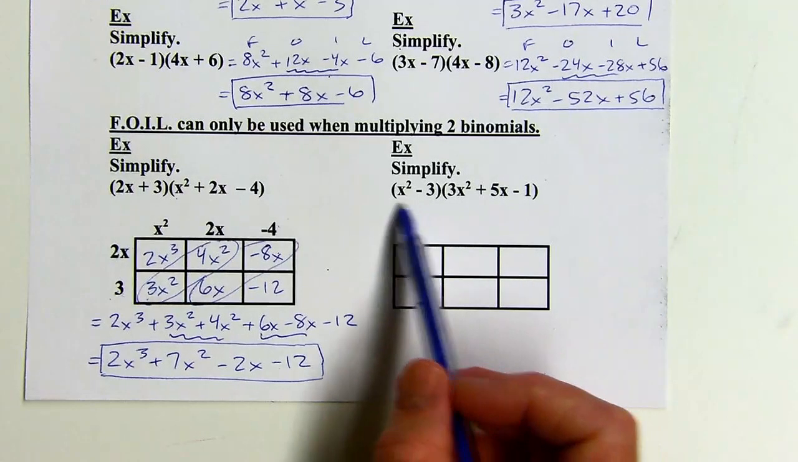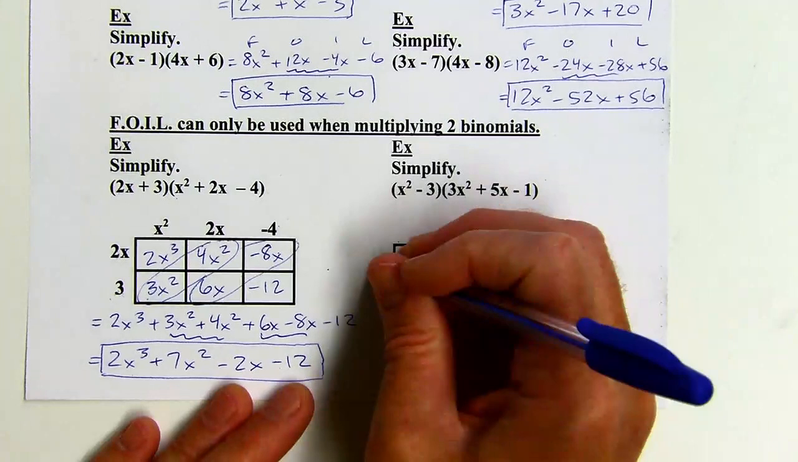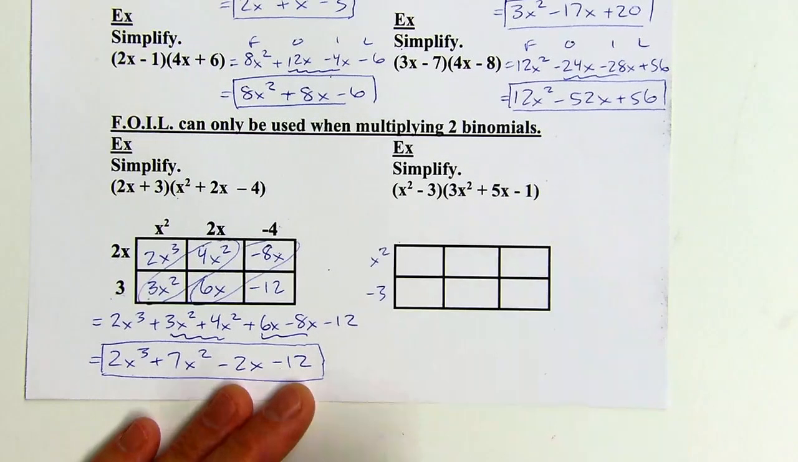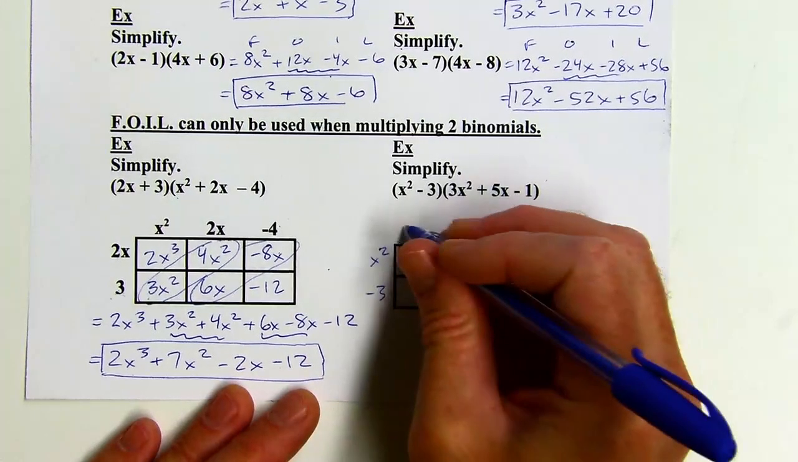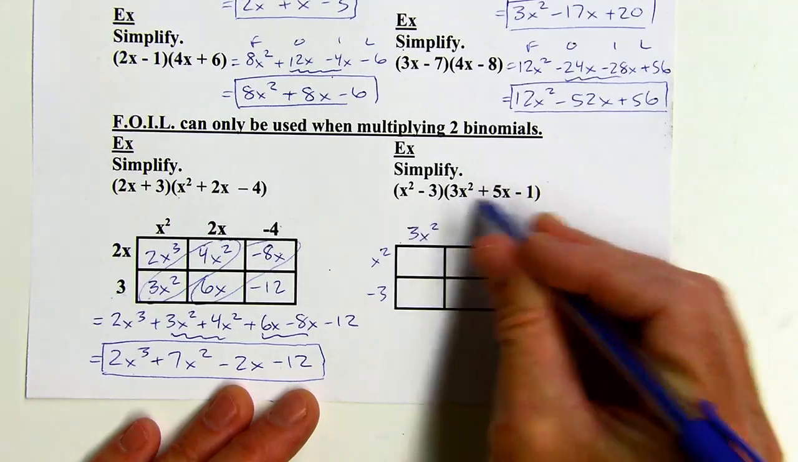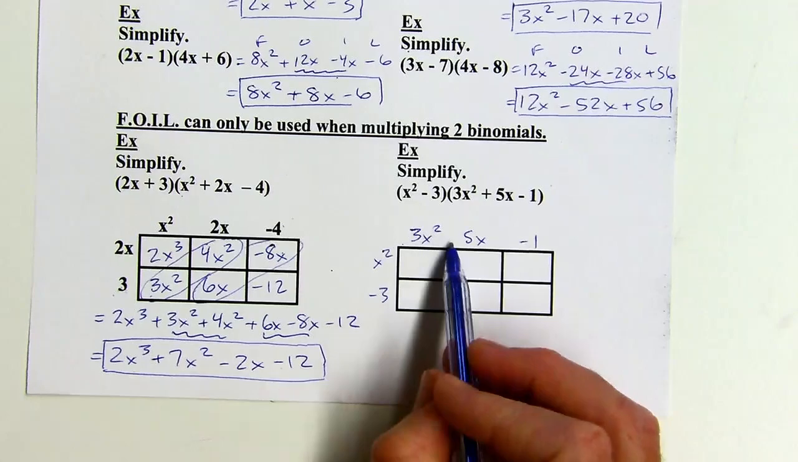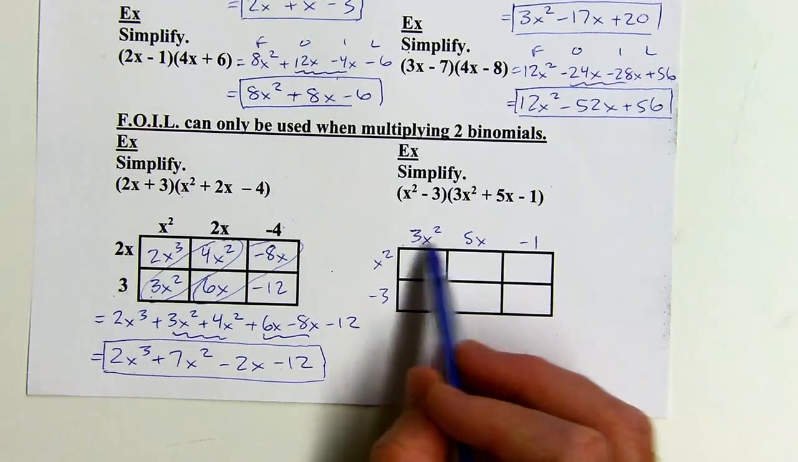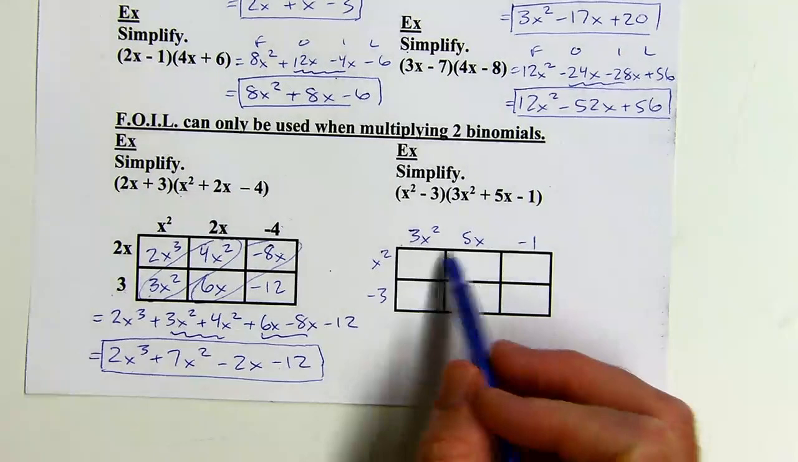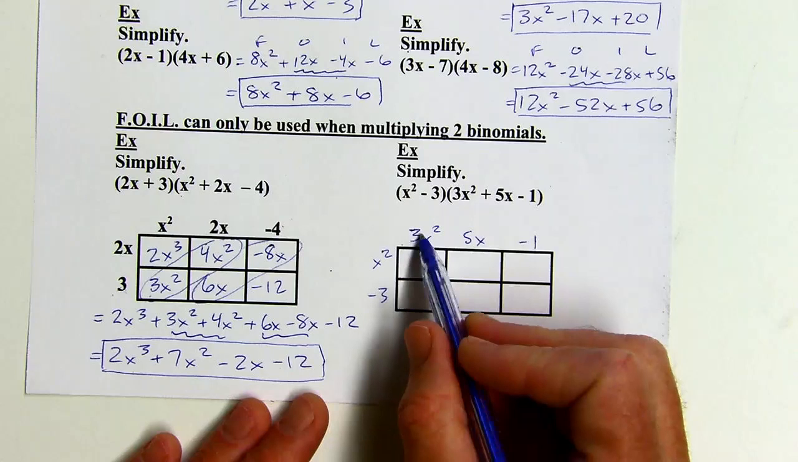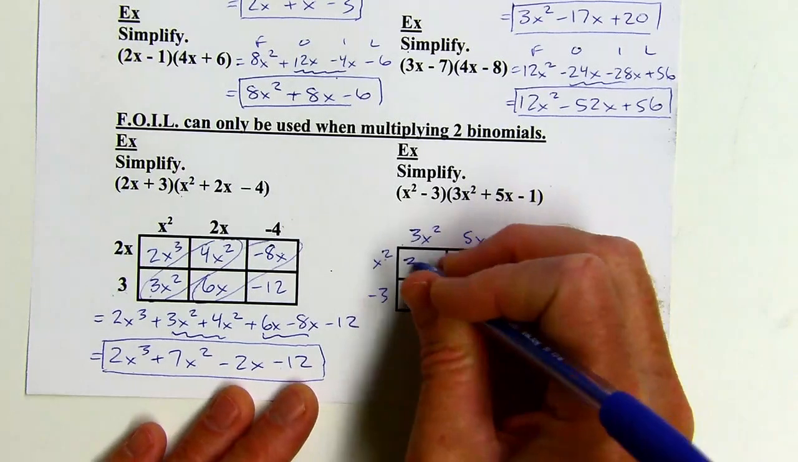So got a binomial here. So I'll put x squared here, and I'm going to put the negative 3. That's the second term. And then I've got a 3x squared for the trinomial, then a 5x, then a negative 1. You could put the plus there if you wanted to, but I'm just putting the value of the 3 terms, so I'm not worrying about putting in the plus, because I'm just setting up a multiplication chart. Then 3x squared times x squared would be 3x to the fourth.